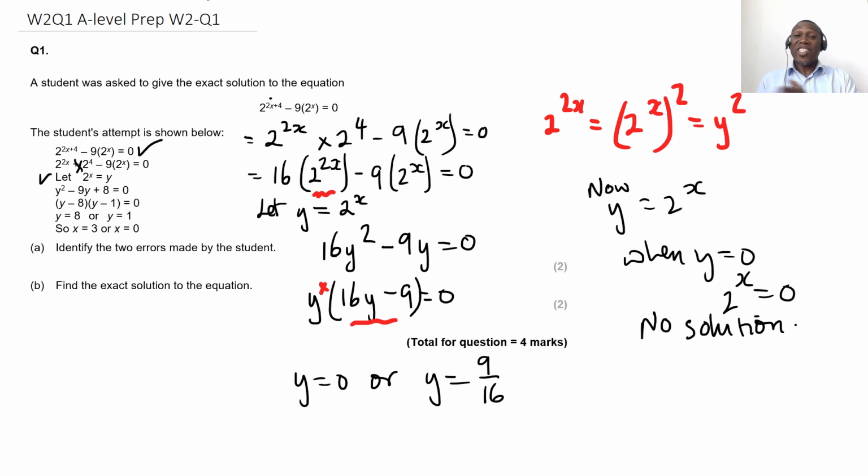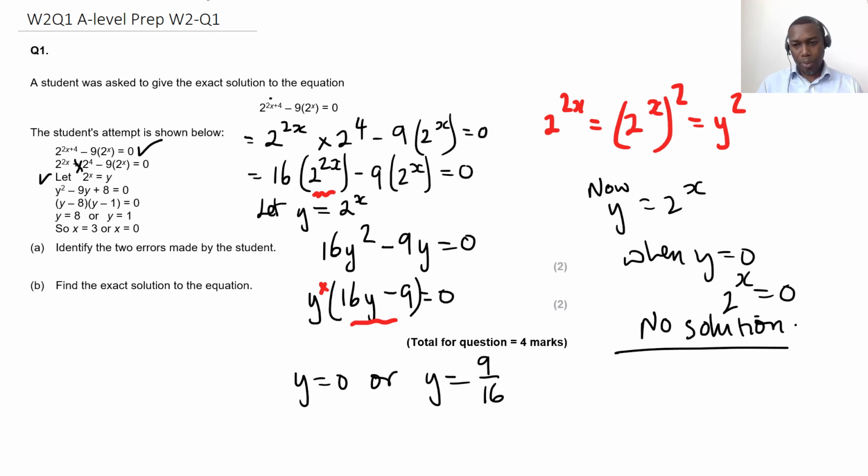Because remember, if x is 0, 2 to the power 0 is 1. Any number to the power 0 is 1. There is no power that can give you 0. No power of 2 can give you 0. Let me be clear: 0 to a power can give you 0, but there's no power of 2 that will give you 0. So there's no solution for y being 0.